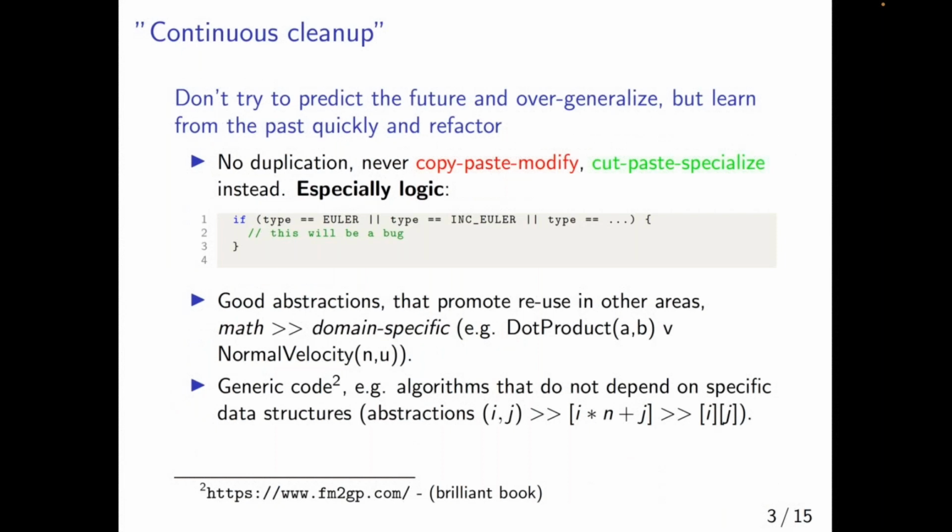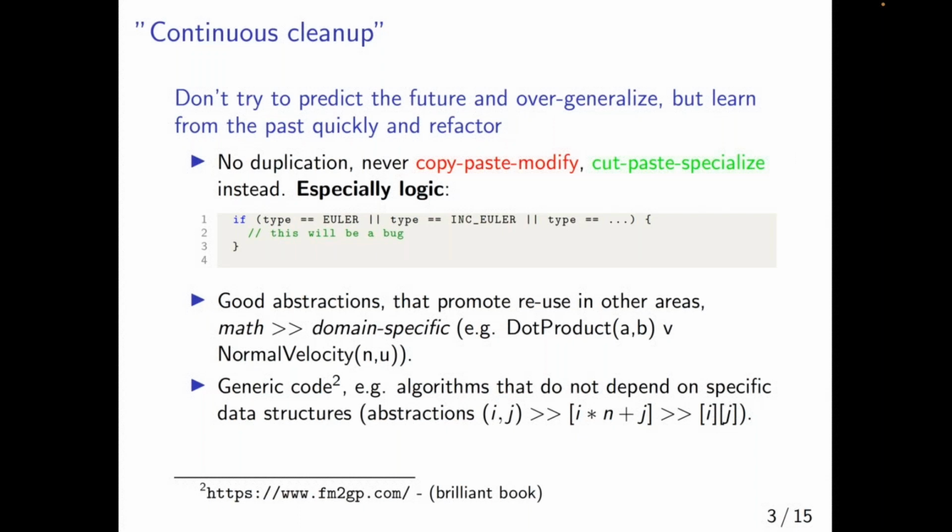Okay, so the main important thing for me as we develop code is to do a continuous cleanup approach. Don't try to over-predict what's coming next, and spend too much time trying to generalize things. But as you put in a new feature, learn from what's already there, and quickly refactor things if you have to at that point.